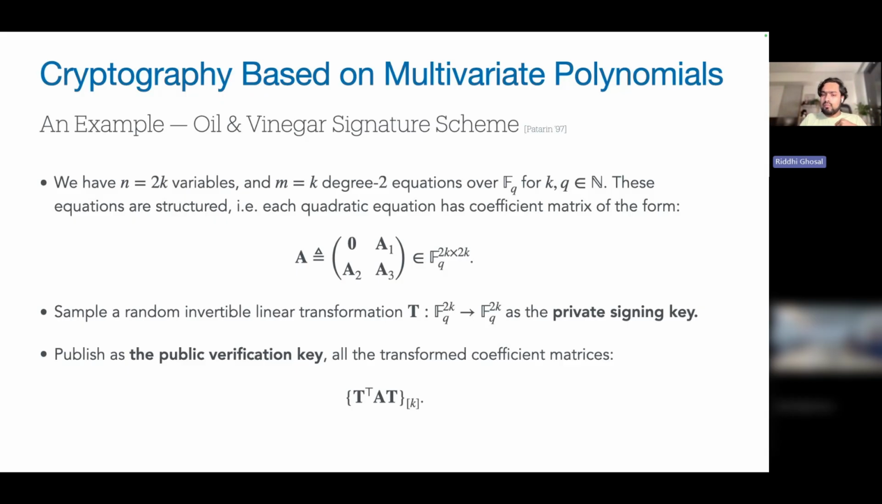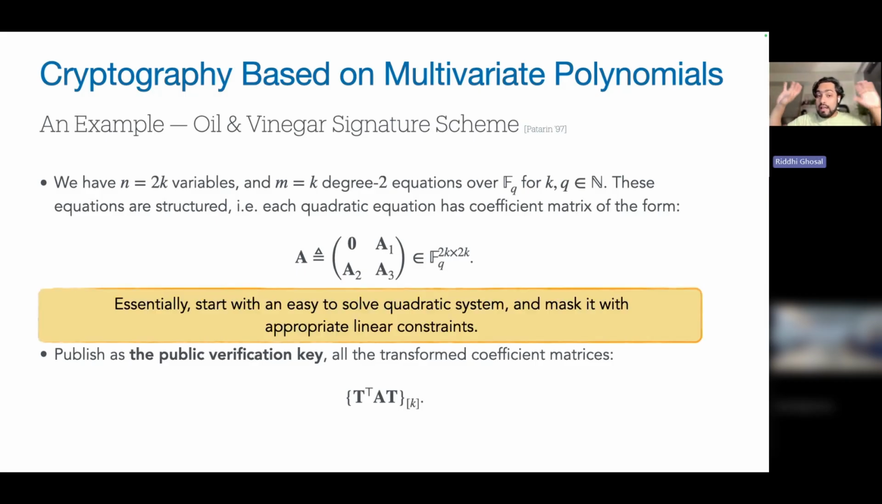Right. And yeah, so basically at a very high level, and this is not just oil and vinegar, this happens in, I would say not exactly like this, but fairly in the same, it has the same flavor and pretty much every construction based on polynomial systems that we know so far, where the goal is to start with an easy to solve quadratic system, which is clearly broken, and then mask it with some appropriate linear constraints. This is the general recipe to build anything based on multivariate polynomials.